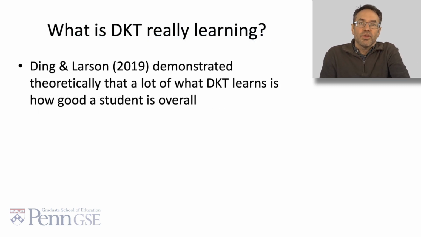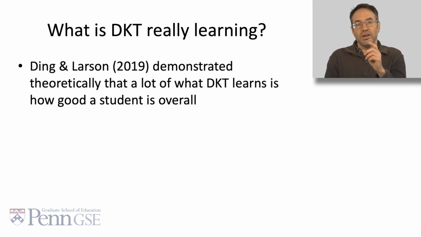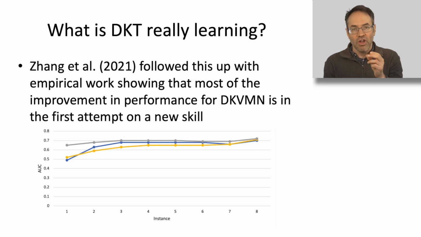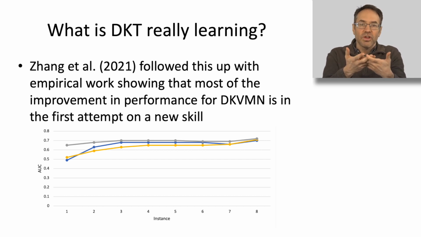Another area of concern that people have raised is, what is DKT really learning? And Ding and Larson demonstrated theoretically that a lot of what DKT learns is actually just how good a student is overall. Zhang et al. followed this up with empirical work showing that most of the improvement in performance for DKVMN is actually in the first attempt on a new skill. So that really corresponds to Ding and Larson's finding that it's really about how good the student is.